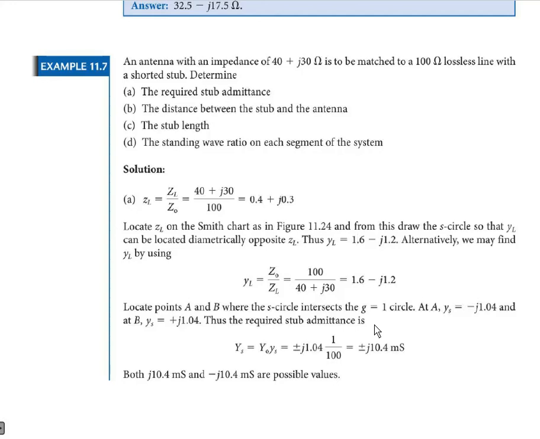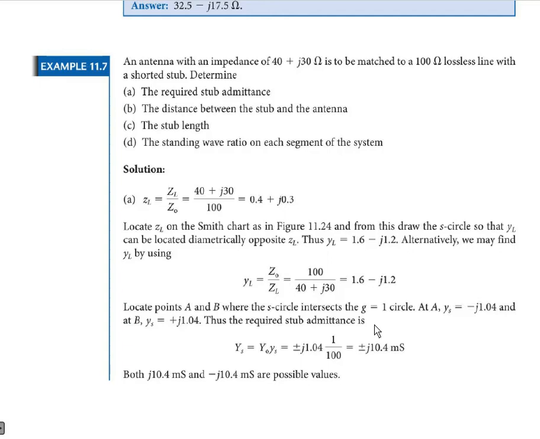Next we need to find the distance between the stub and antenna. Now you located the meeting point of the G equal to 1 circle with the VSWR circle. We marked it as A and B. Then the distance from this YL, that means the load admittance, to that point in the clockwise direction is called the distance between the stub and the antenna. That means the distance between the load and the stub.